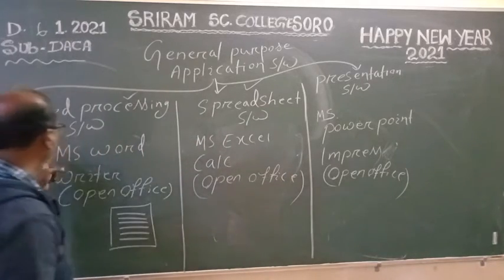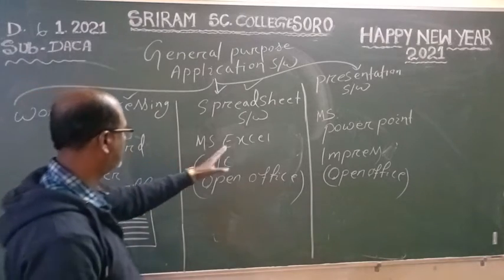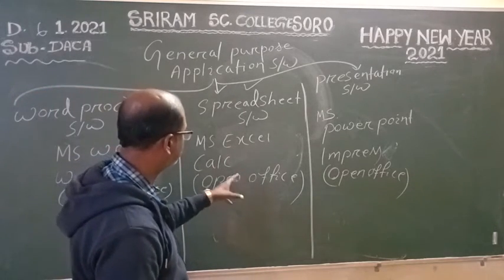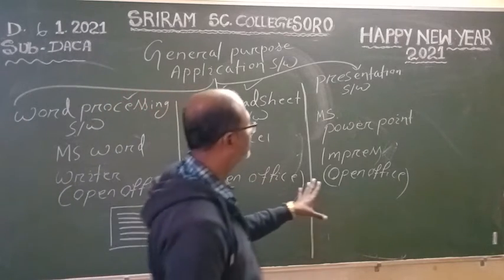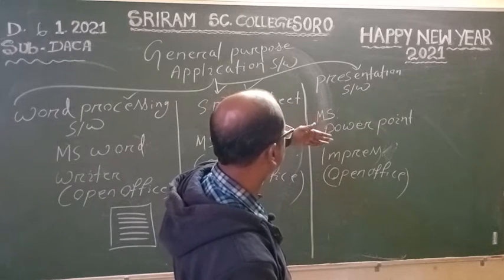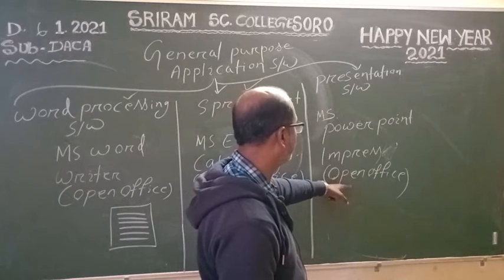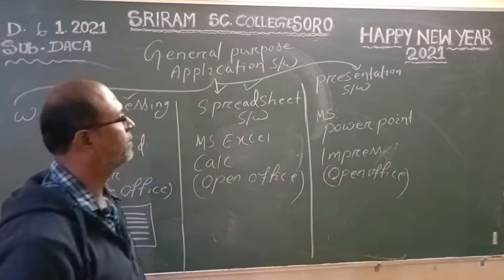It is equivalent to MS Word under Microsoft and Writer under OpenOffice. MS Excel is under Microsoft and Calc is under OpenOffice; Calc is the spreadsheet software. And in the case of presentation software, PowerPoint is under Microsoft, and under OpenOffice you can find Impress, which is one type of presentation software.